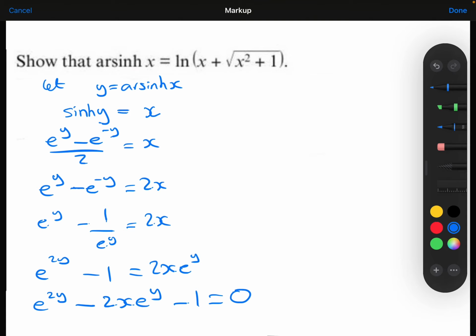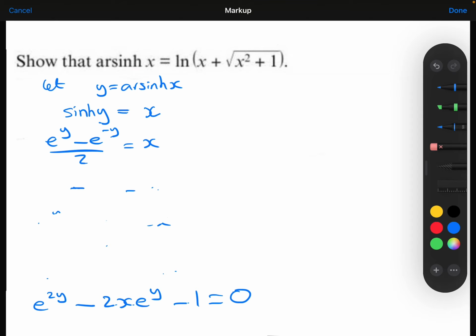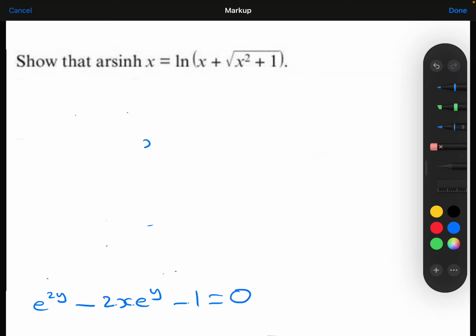Like that. Now, here comes a slightly tricky bit. I'm just going to create a bit more space for myself. And bear with me. Because what I want to do here is complete the square. I'm trying to get y as the subject here. That's what I'm trying to do, because remember y is equal to r sinh. So I'm trying to rearrange this to make y the subject.